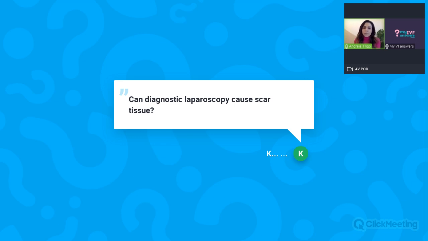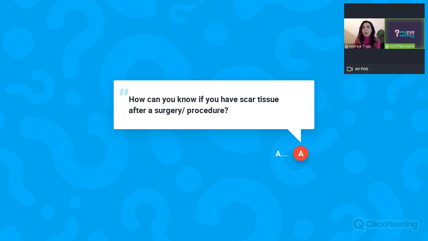And when we are around this topic, there is another question actually. How can you know if you have scar tissue after a surgery procedure? Well, you would know only if the doctor looked inside again, so it's not a very feasible way to know. But the more invasive the surgery and the procedure, the more likelihood of creating scar tissue.